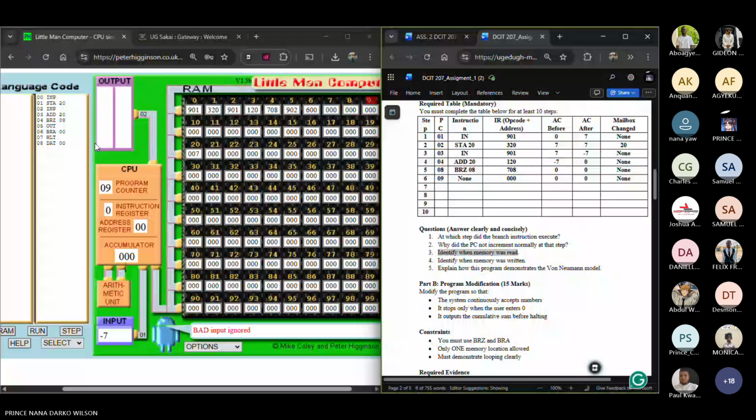Identify when memory was written: at the store instruction, at step 2. So when we stored into memory, we wrote into memory. In other words, we edited what memory was containing. So that is writing.